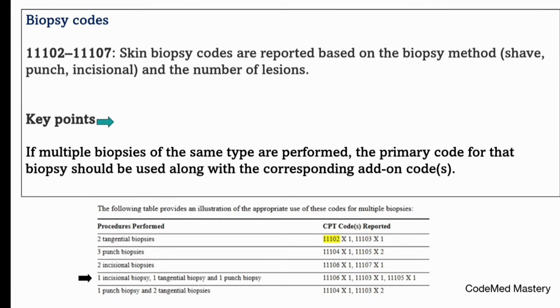Next, 1 incisional biopsy, 1 tangential biopsy and 1 punch biopsy. We will use 11106 once, which is for incisional biopsy, and 11103 once, which is for tangential biopsy. It is the add-on code. And 11105, which is for punch biopsy, that is also an add-on code. I will explain in detail why we are using add-on codes for tangential biopsy and punch biopsy. Next, for 1 punch biopsy and 2 tangential biopsies, we will use 11104, which is for punch biopsy, and 11103 twice, which is for tangential biopsy. It is an add-on code.